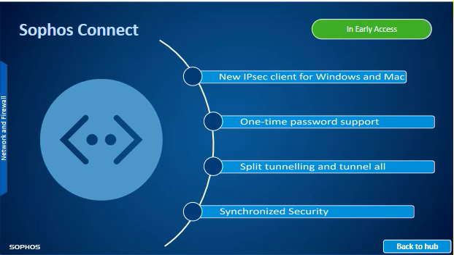Alongside the release of XG Firewall version 17.5, the new Sophos Connect IPsec VPN client will be entering early access. Sophos Connect will be freely available to XG Firewall customers for both Windows and Mac, and supports core functionality including one-time passwords and split tunneling, as well as the Sophos Security Heartbeat.